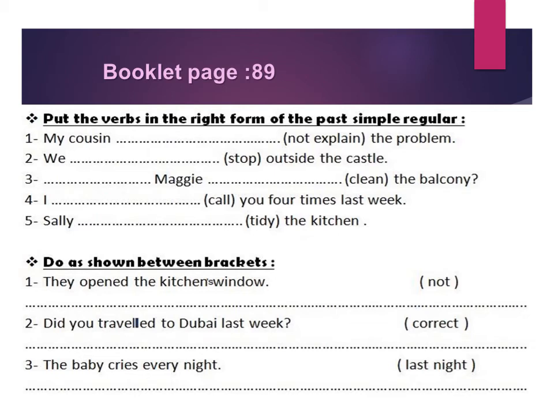Number 3, the baby cries every night. Use last night. Last night is an expression used in the past simple, and the original sentence is in the present simple. So we have to remove every night and replace it with last night and change the form of the verb. Here the verb takes es, so replace the y with i, and we will add ed. So the answer will be the baby cried last night. Cried, we will write it as cried.